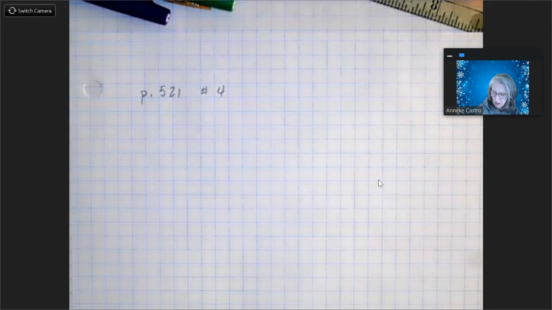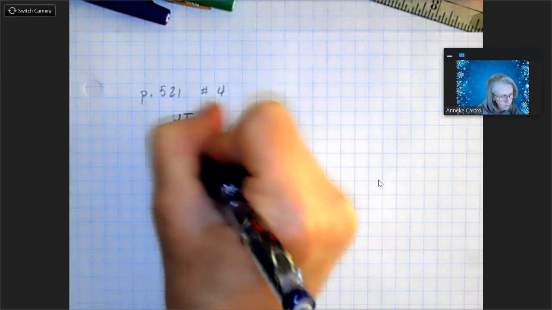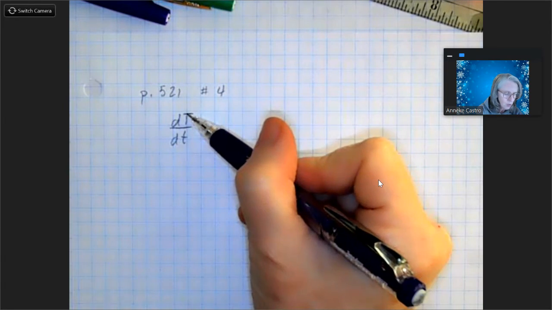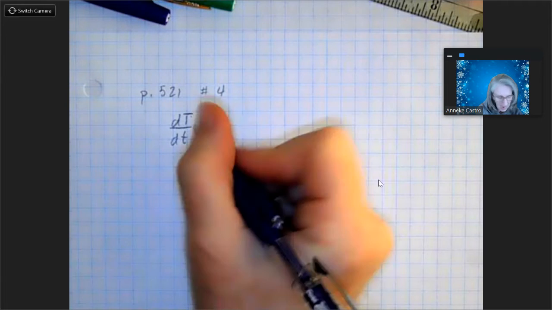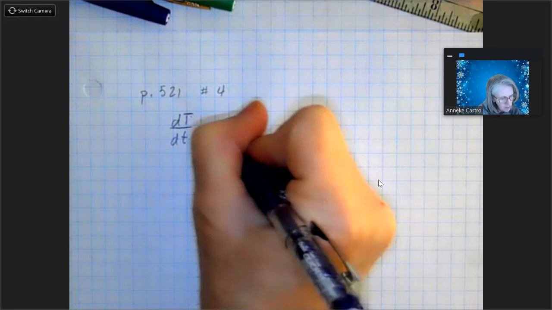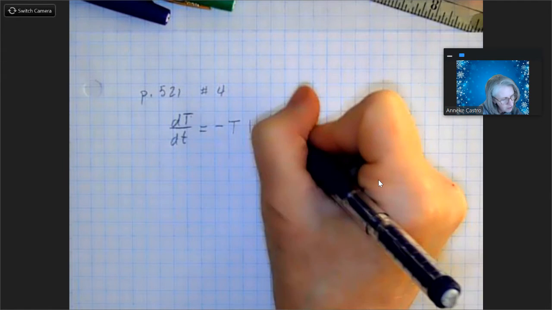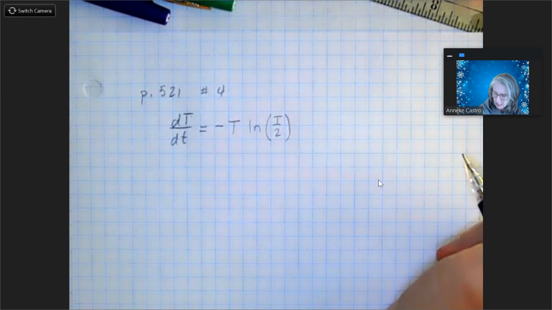So our equation that was given is dT over dt. T is the size of a tumor and lowercase t is time. So this is the rate of change of the size of the tumor, and it's equal to the opposite of the size of the tumor times the natural log of the size of the tumor divided by 2. So there's the equation they gave us.